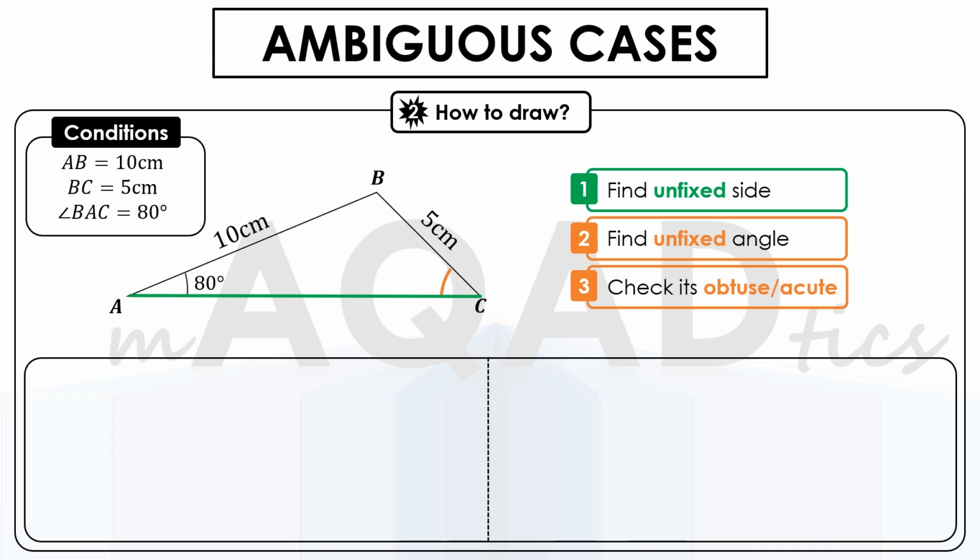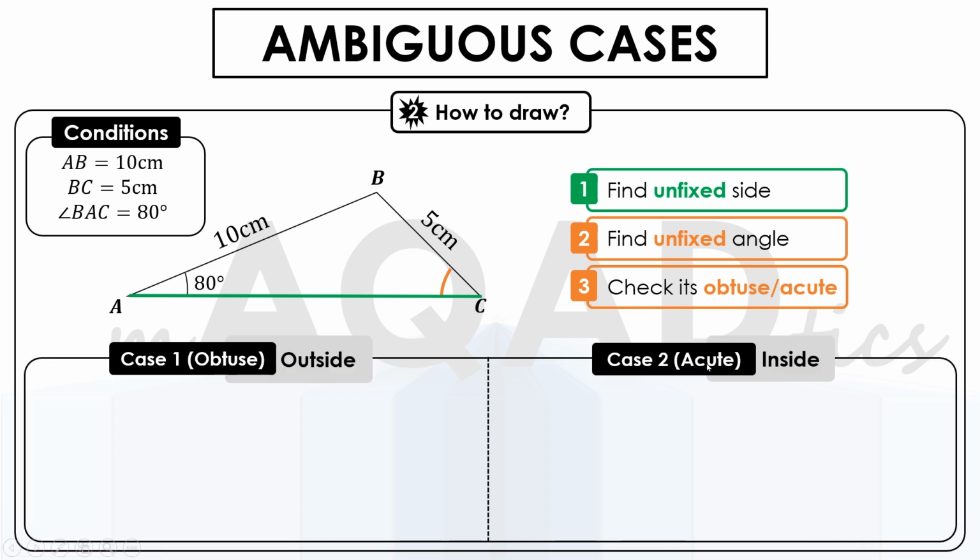So here we have two cases: one is obtuse and one is acute. Looking at this angle, obviously it is acute, because obtuse is more than 90 degrees. The angle will look something like this. So this one is acute.